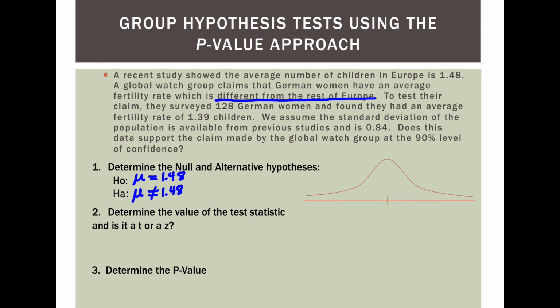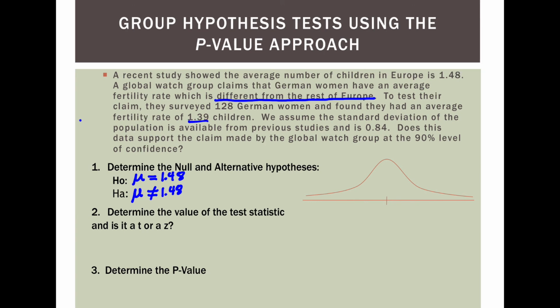If we used our sample result, which is the 1.38 here, that was my X bar, and of course, 1.38 is less than the 1.48, we might mistakenly say it must be a left-tailed test. But if we were to use the sample result to determine our direction, we would never have a two-tailed test. So just keep that in mind.